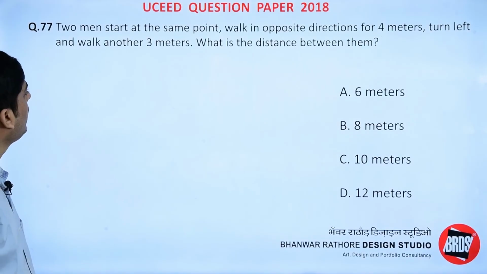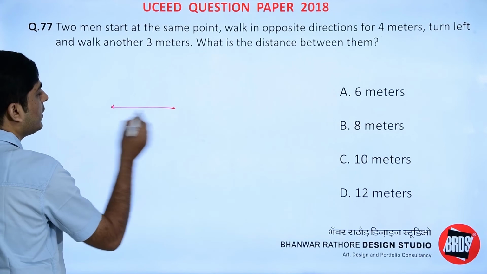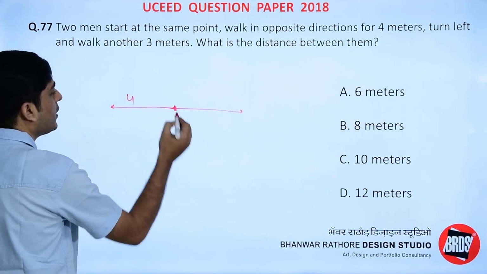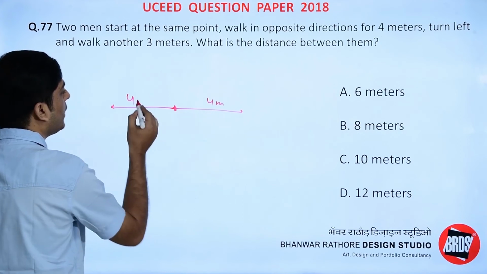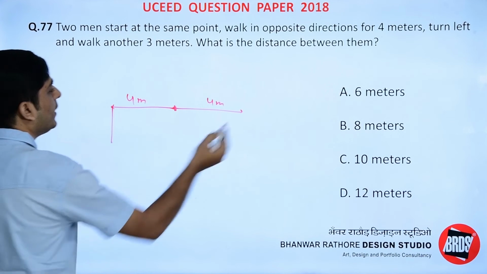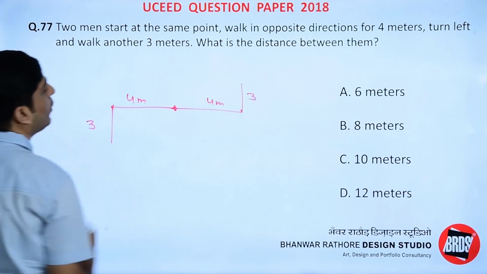Start at the same point, walk in opposite directions. So assume they are starting from this point, going in this opposite direction. 4 meters. So the distance is given, this is the initial point, 4 meters, 4 meters. They turn left. So this person will go this side, another person will go this side, and they walk 3 and another 3. What is the distance between them?